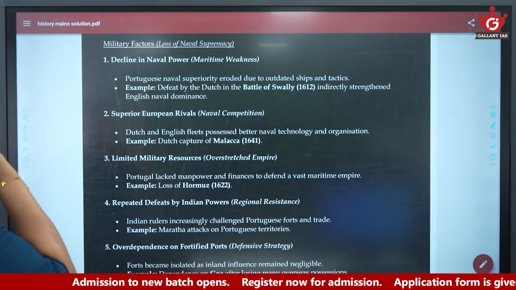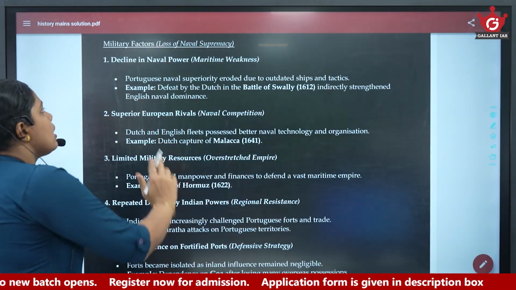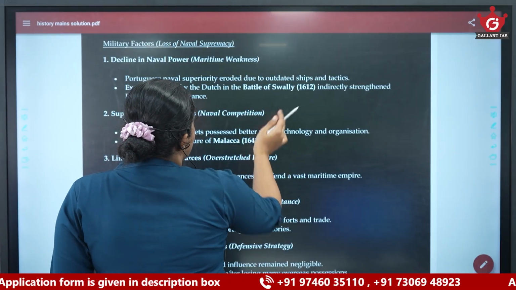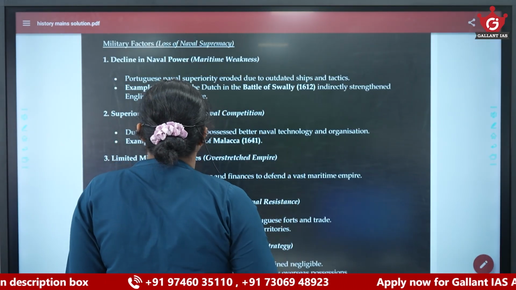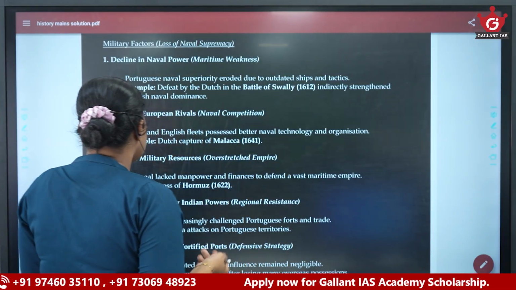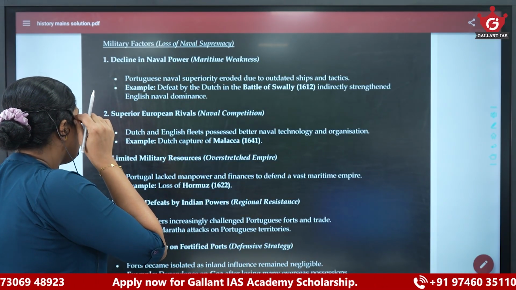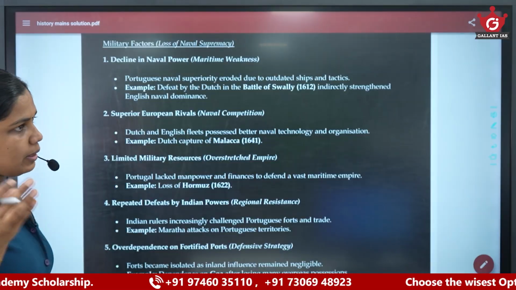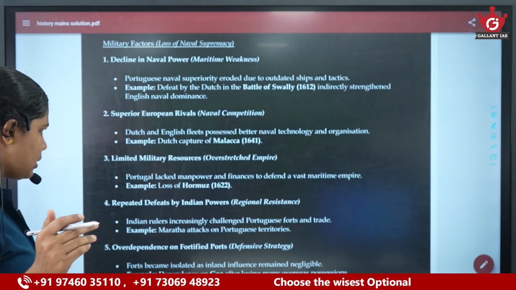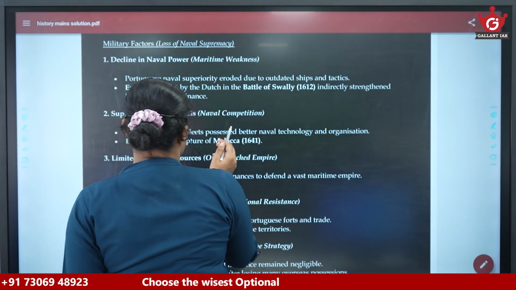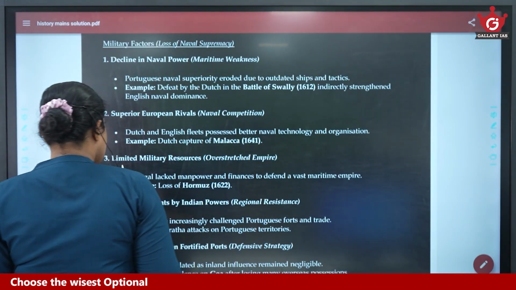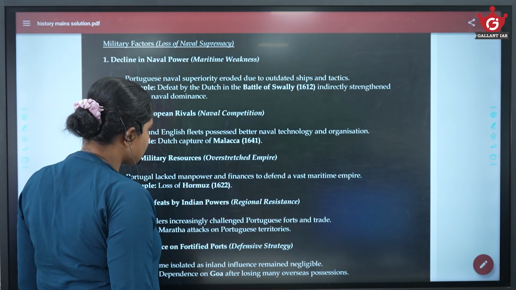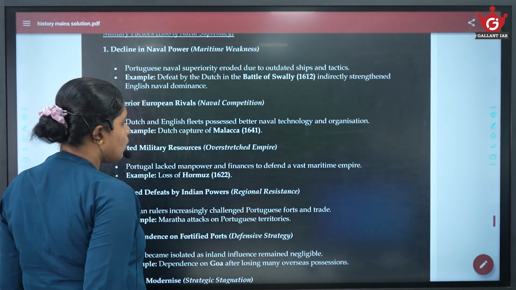Next, we mention the military factors, that is loss of naval supremacy. Decline in naval power, that's a maritime weakness. Portuguese naval superiority eroded due to outdated ships. You can mention the Battle of Swally, where they were defeated by the Dutch. Next is superior European rivals. The English had the best naval and military strength. You can mention the capture of Malacca. Next is limited military resources. Portugal lacked manpower and finances. For example, they lost the Strait of Hormuz.